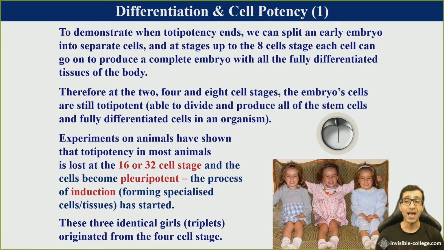Now, experiments on animals have shown that totipotency in most animals is lost at the 16 or the 32 cell stage, and at this stage the cells are no longer totipotent, they are pluripotent. So this is by the process of what we call induction, which is the formation of specialized cells or tissues, and this is when the process of induction has begun in most animals.